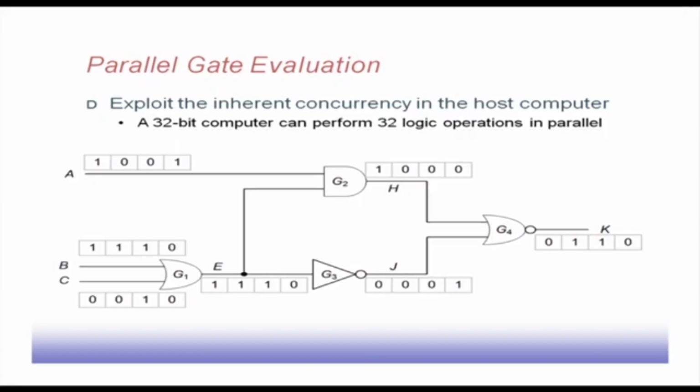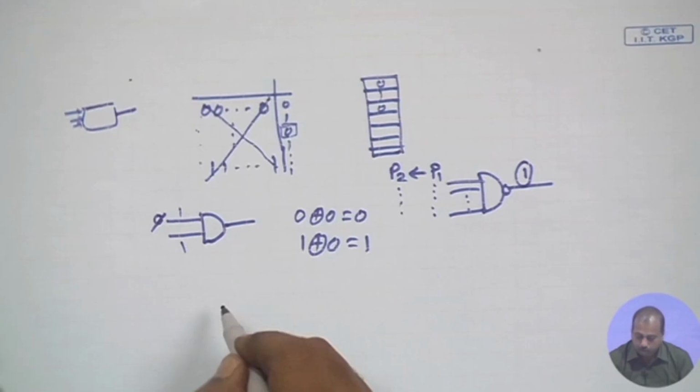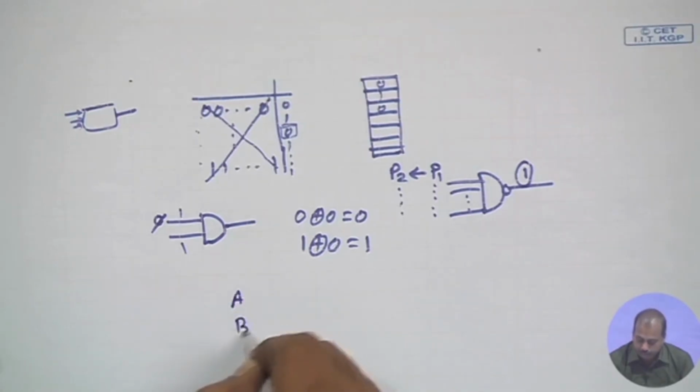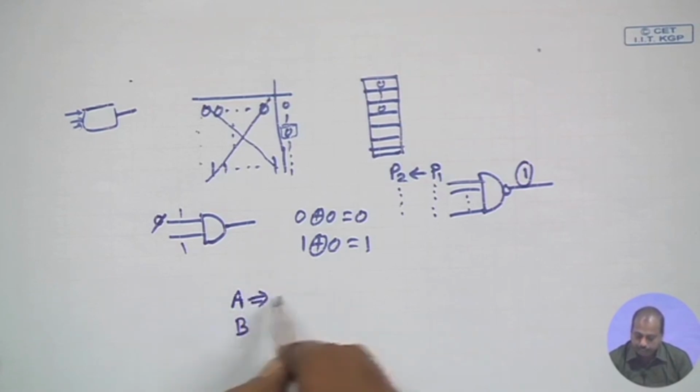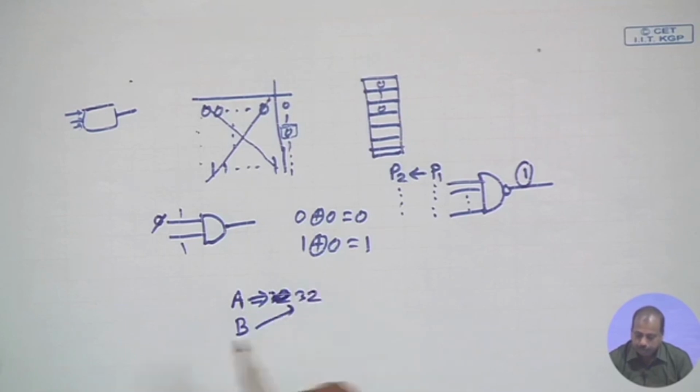Another possible way to speed up this simulation process is parallel gate evaluation. It exploits the inherent concurrency of the host computer. A 32-bit computer can perform 32 logical operations in parallel. What we mean is, suppose I have two operands A and B, both of them 32-bit numbers.